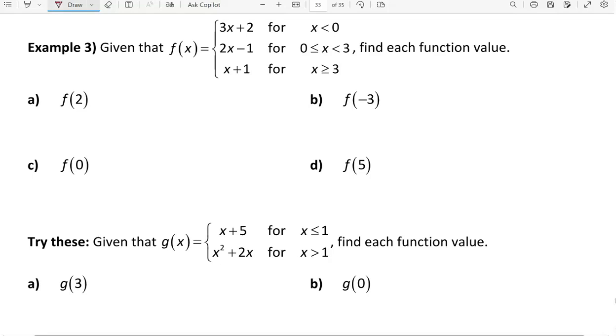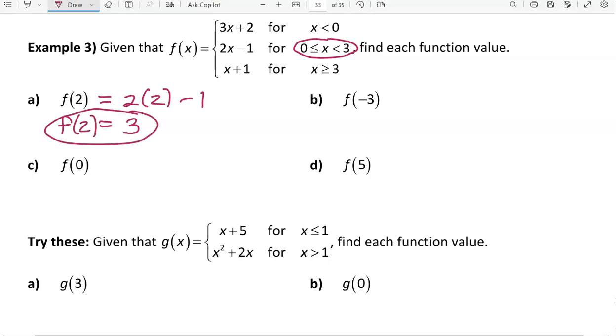So f of 2. So where does 2 fall? 2 is a number that's between 0 and 3. So I'm going to use f of x equals 2 times x minus 1 to find the f of 2 value. So 4 minus 1 is 3, and f of 2 is 3.